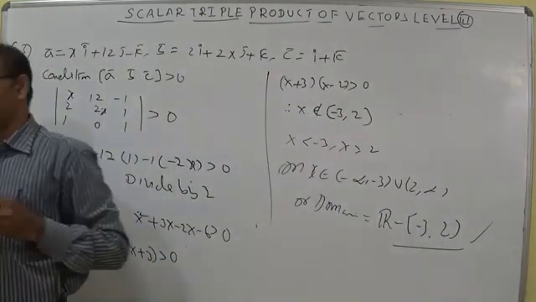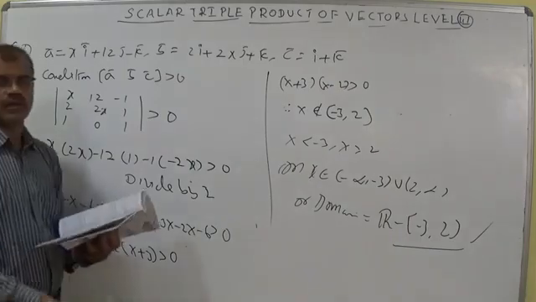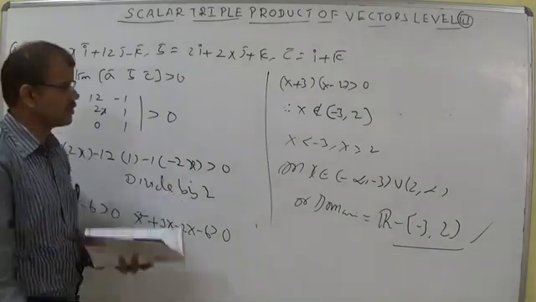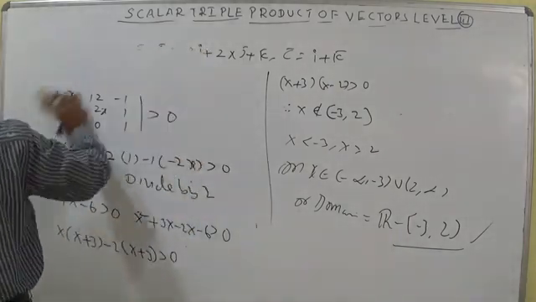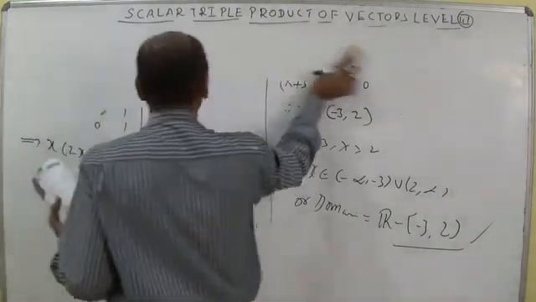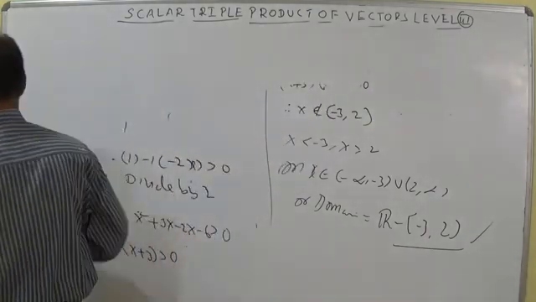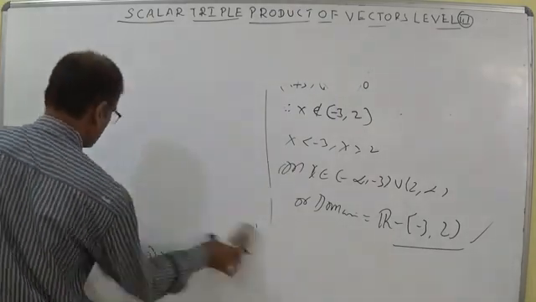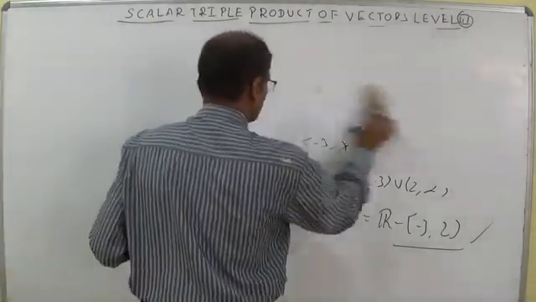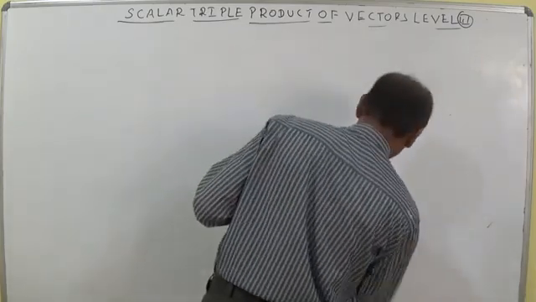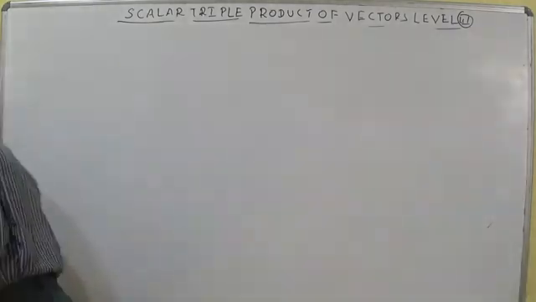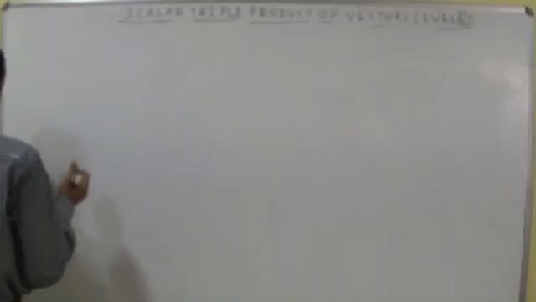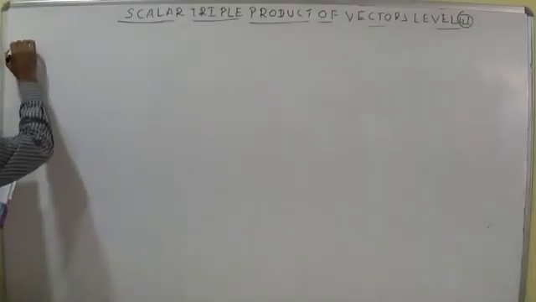Now we have completed 13 questions. Let us discuss the 14th question. A, b, c are 3 non-coplanar, non-zero vectors. Whenever the condition non-coplanar, non-zero is given, you can say that they are linearly independent. Let us discuss the sum.